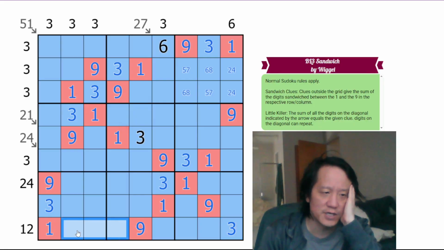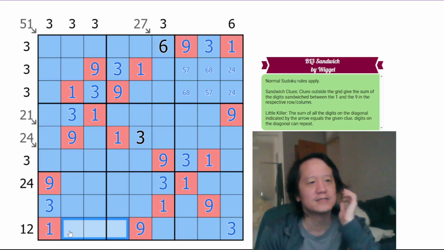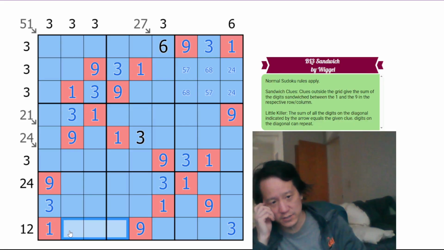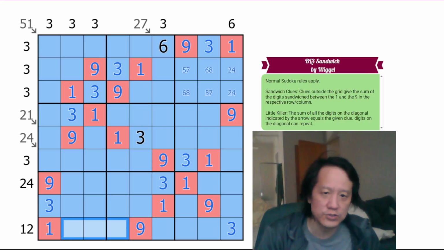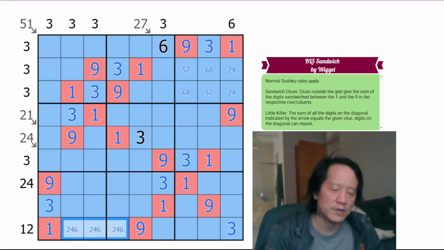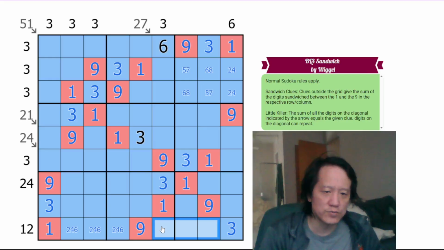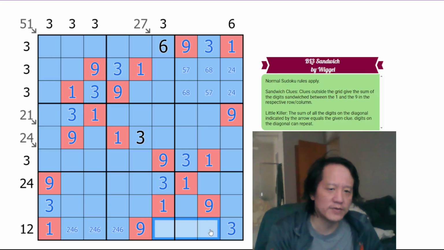These 3 digits must add up to 12. And we don't have a 3 available. So it has to be 2, 4, and 6. Because the only other possible combination would be 2, 5, and 5, which has a repeat. So this is 2, 4, and 6 here. The remaining digits in this row have to be 5, 7, and 8.